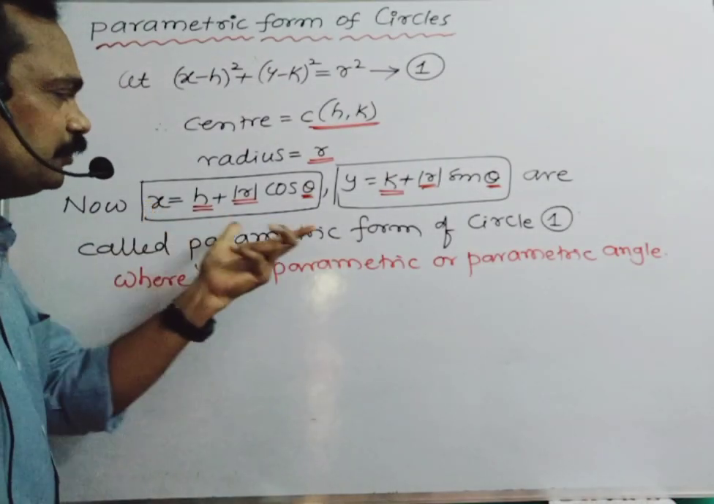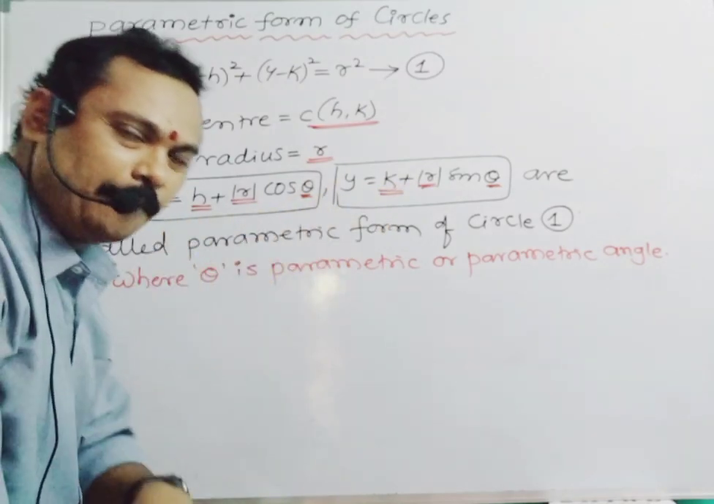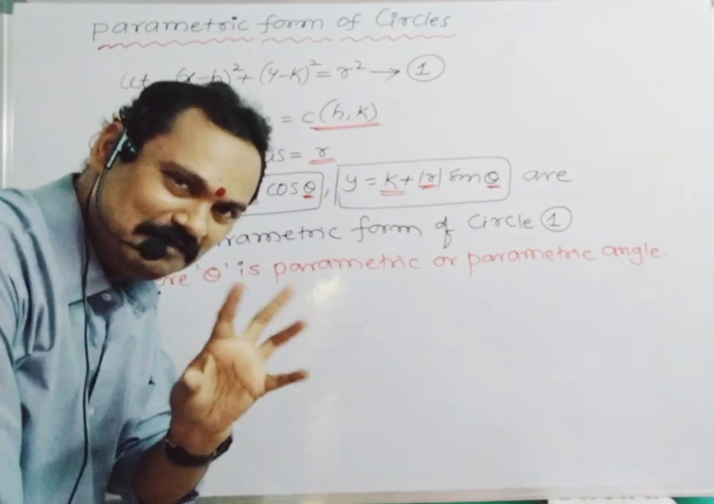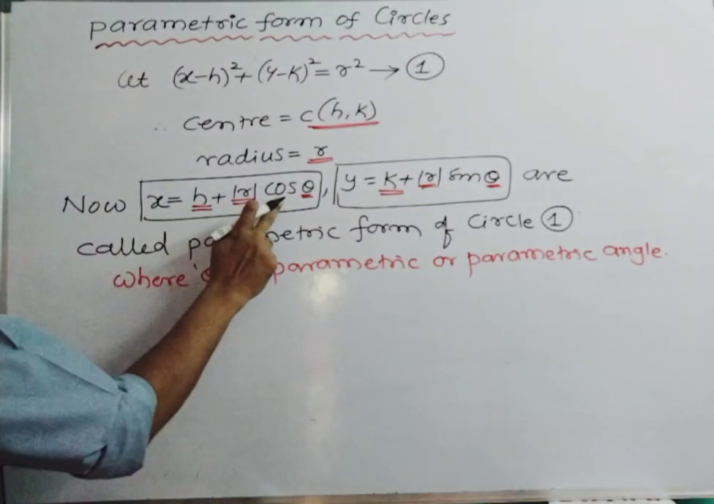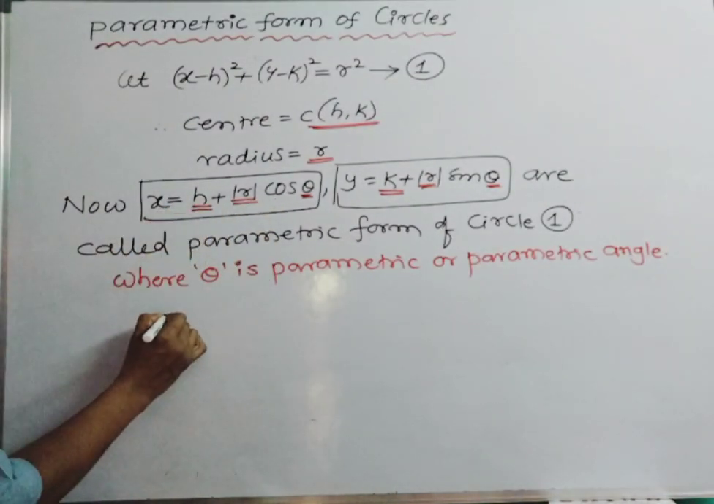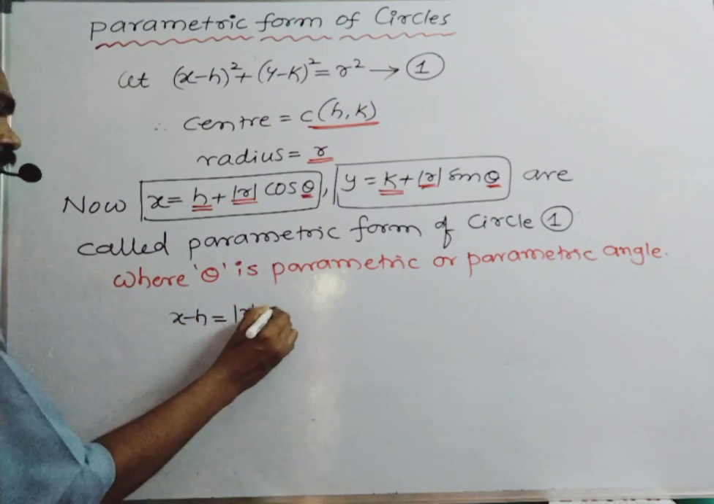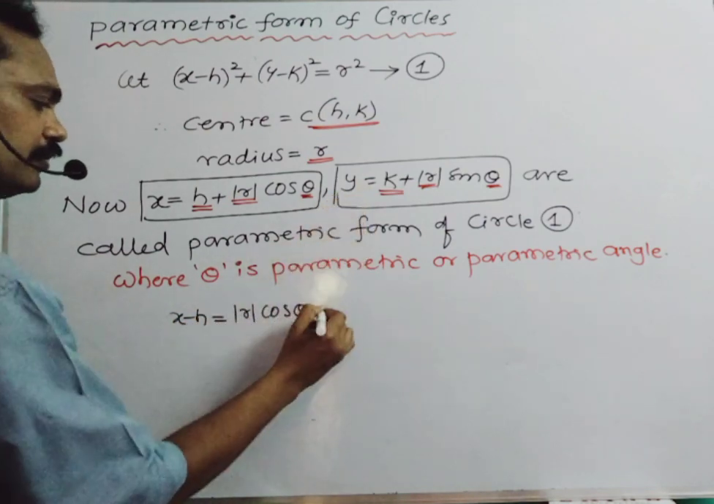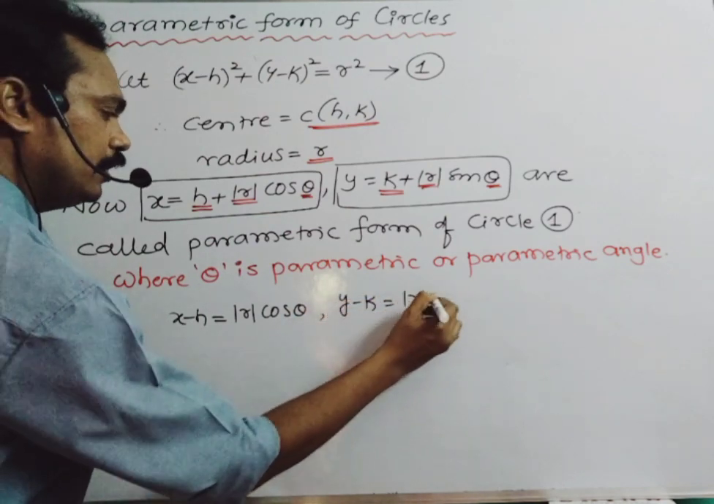Now I am going to obtain the equation of the circle by using these parametric equations. Now it will be clear for you, right? Now observe carefully. From this equation, x minus h equals r cos theta, no? From this equation, can I write y minus k equals modulus r sin theta?